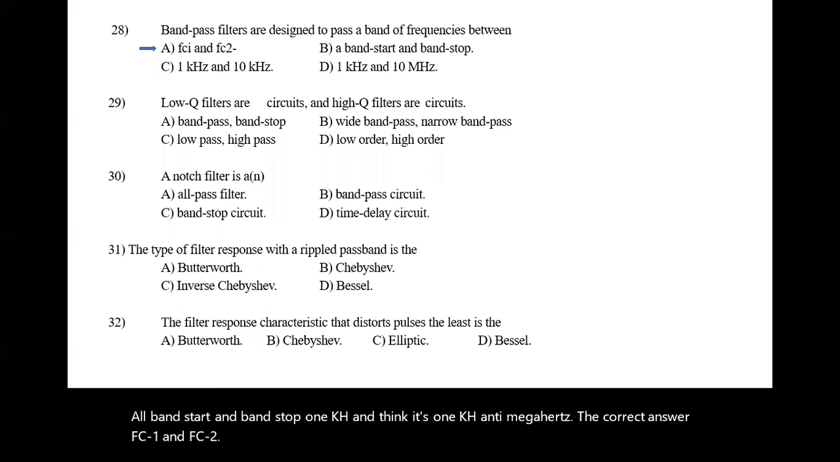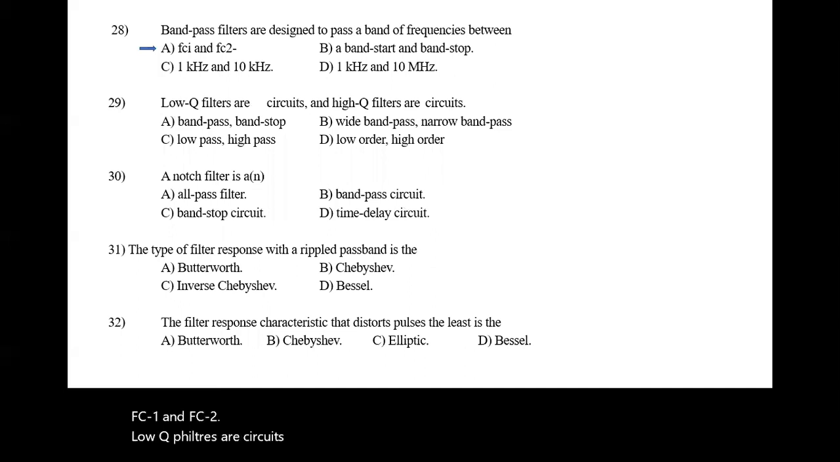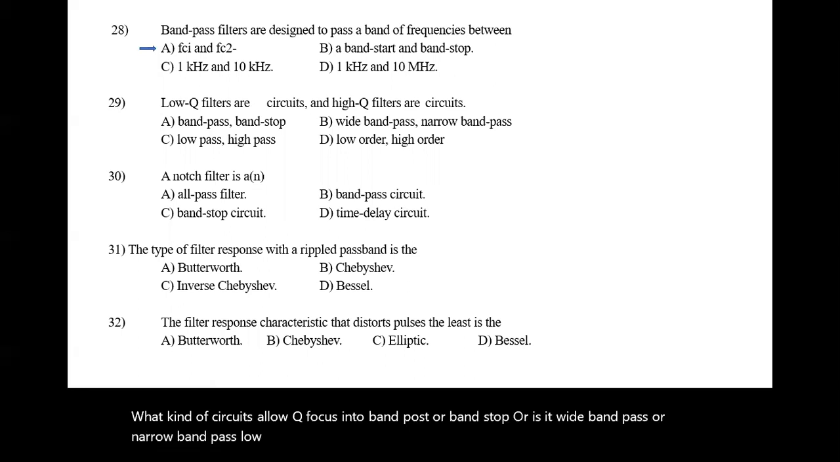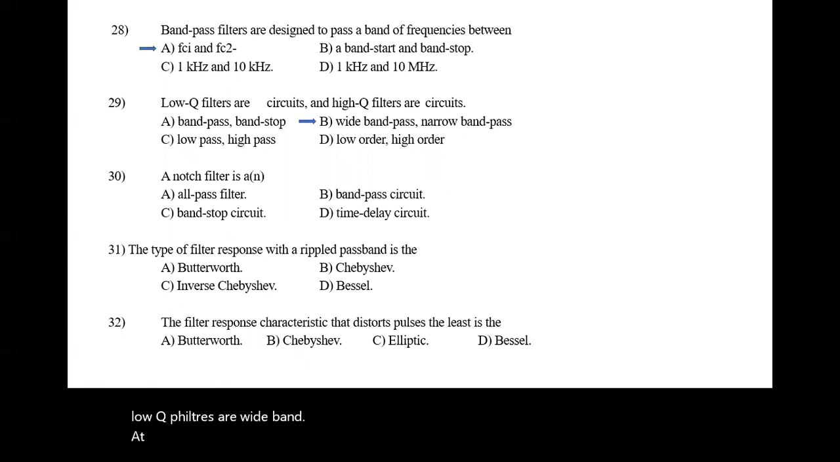Low Q filters are circuits and high Q filters are circuits. What kind of circuits? Is a low Q filter a band pass or band stop, wide band pass or narrow band pass, low band pass, high band pass, low order, high order? The correct answer is that low Q filters are wide band circuits, and high Q filters are circuits with a narrow band pass.